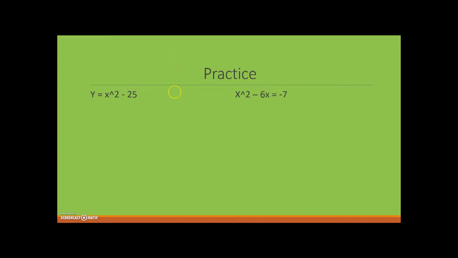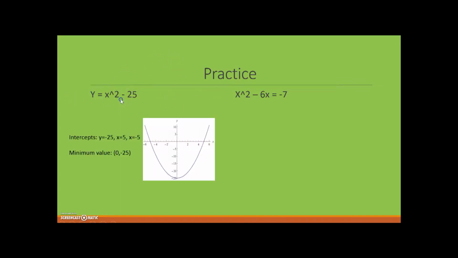Alright, what you should have done for the first problem is this graph right here, with the intercepts being y = -25, x = 5, and x = -5. And the minimum value should have been (0, -25), all the way down here. And then for this problem, you should have gotten (x - 3) squared minus 2 equals 0. I missed a 0, but that's what you should have gotten.